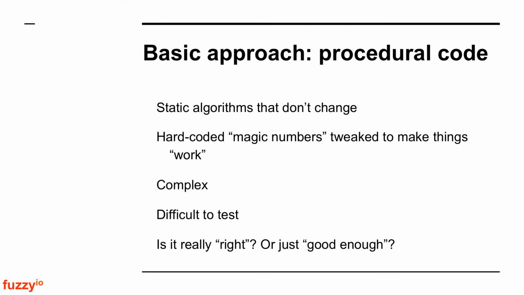The problem with this is that these algorithms tend to get very complex very quickly in procedural code. Often they have hard-coded magic numbers that you tweak a little bit to make them work, but you don't really have any kind of understanding about where they come from. They're almost impossible to test across the range of your data. And you're never really sure if they're really right. It's like, it's close enough. Your product people don't complain about it, but you're never sure if you're getting the best out of your algorithm.